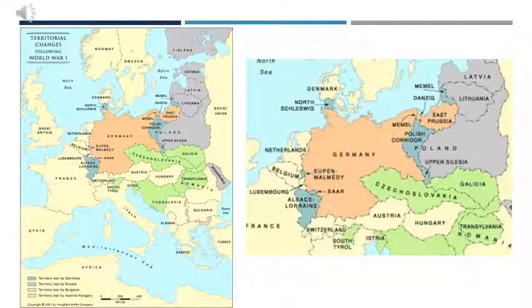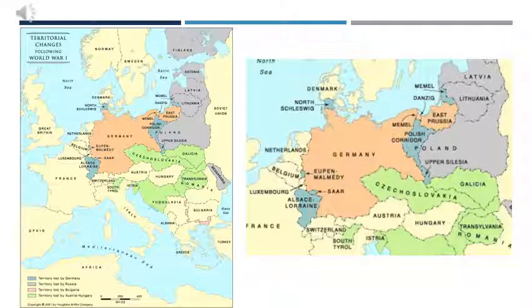The map on the left shows the specific parts of Germany that were given to other countries or placed under the authority of the League of Nations. The parts in blue represent the land lost by Germany, such as Saar, Alsace-Lorraine, and parts of West Prussia. The map on the right is an enlarged version of the same map to show the detail.